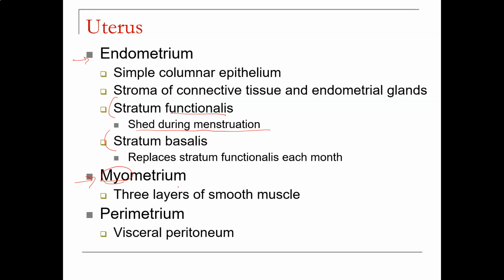Hopefully by now that should be clear. You should immediately think of muscle. It's a smooth muscle layer, quite thick. These are the smooth muscles that contract during childbirth. And then on the outside is a visceral peritoneum, also called the perimetrium. This is a serous membrane, so very thin for lubrication.